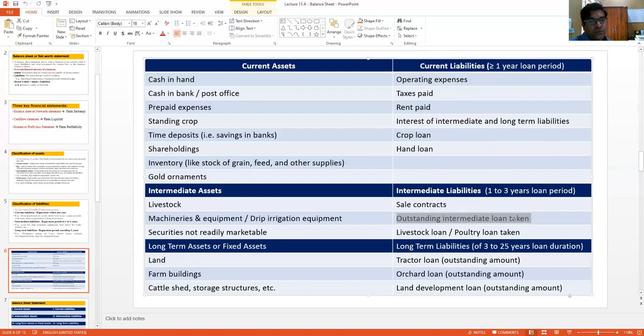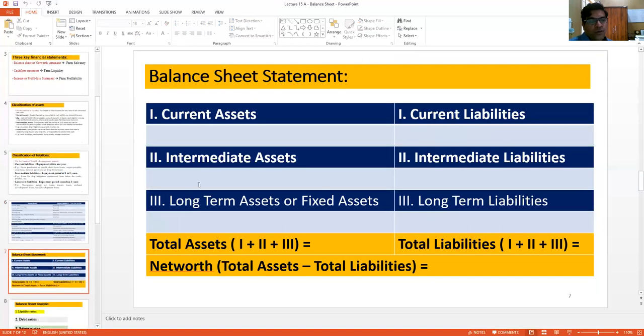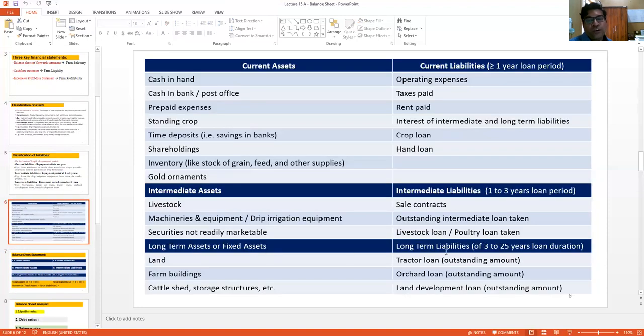Any outstanding loan apart from the interest paid every year, which is accounted in current liability, the outstanding amount of the intermediate loan should be considered in the intermediate liability component. Then we have livestock loan, we have poultry loan. So all these will come under intermediate liability. And then what we have is long-term liability.